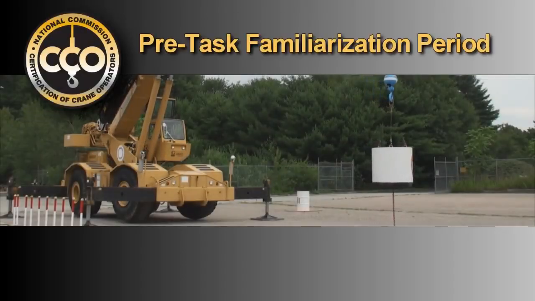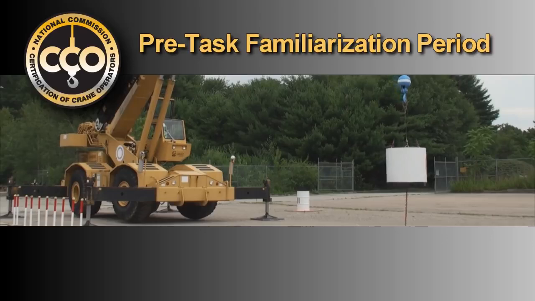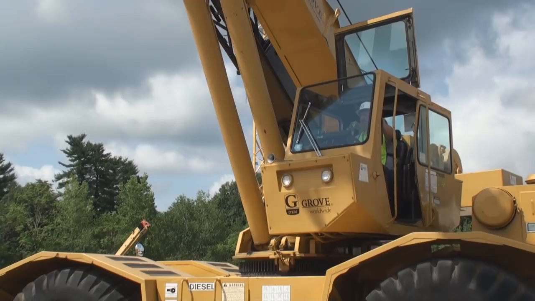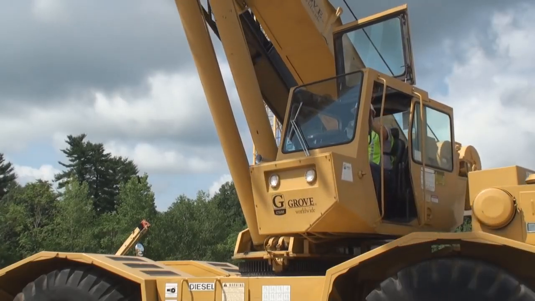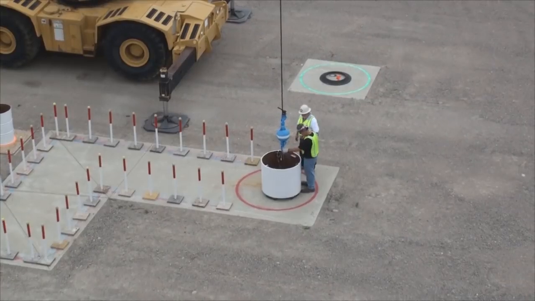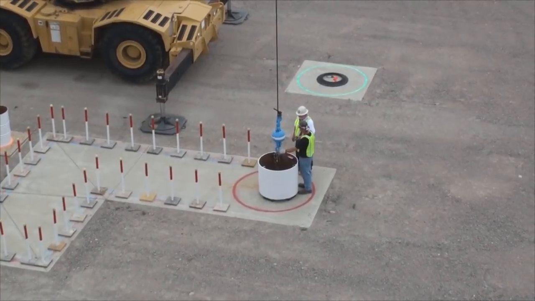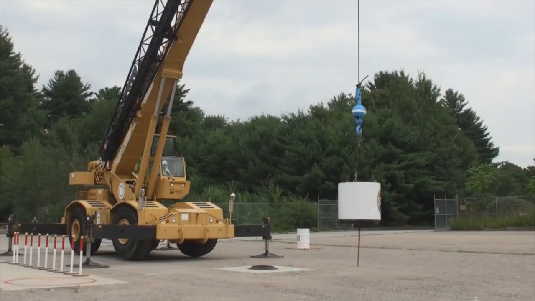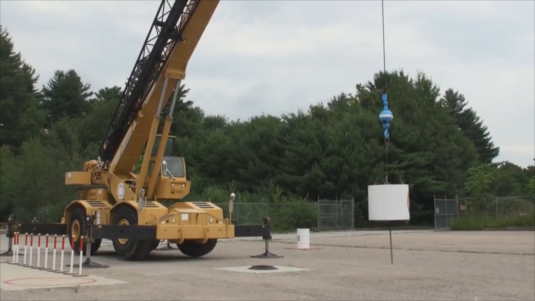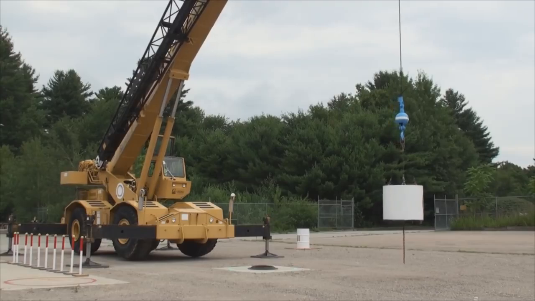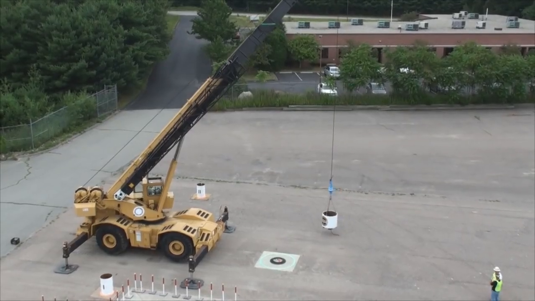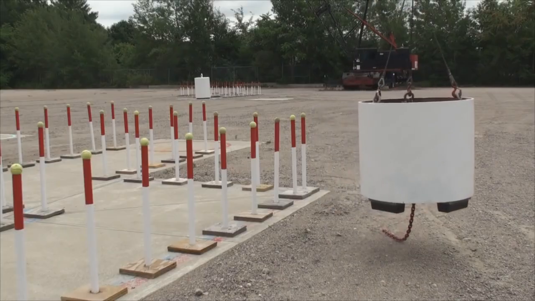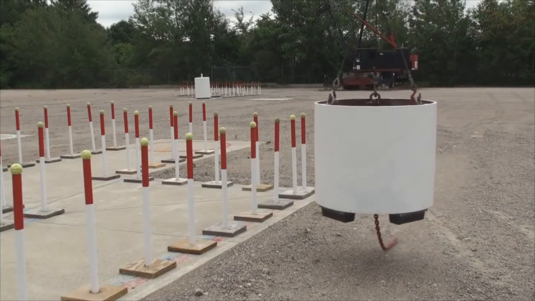Pre-task familiarization period. At the examiner's indication, bring the hook over the test weight located in the test weight circle. The load will be attached by the examiner or proctor. You are allowed to bring the test weight to the designated area, where you can get the feel of the load, test the brakes, and so on, before beginning the next task. Do not swing the load outside of the designated area, or shadow the zigzag course.